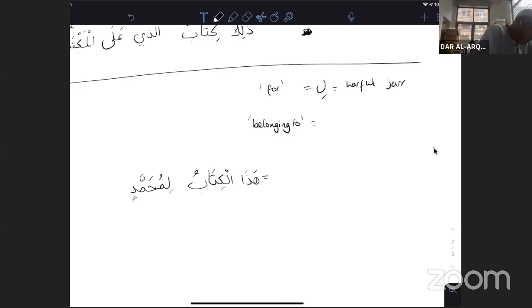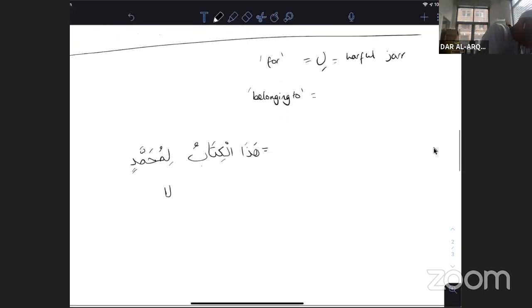Or instead of saying Muhammad, we could say lil mudarris. Lil mudarris, for the teacher. So this book belongs to the teacher, or this book is for the teacher. Will kitab carry al in that sentence to make it specific? That's up to you. If you said هذا كتاب لمحمد, you could say this is a book for Muhammad or belonging to Muhammad. Or if you say هذا الكتاب, then it's up to you.